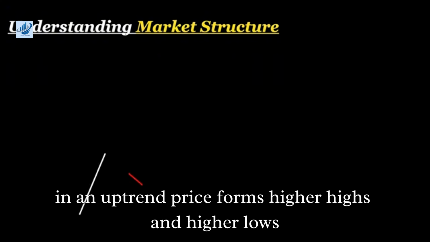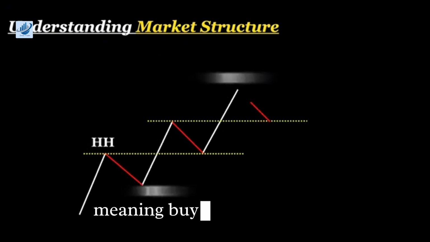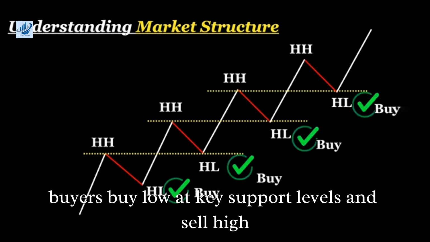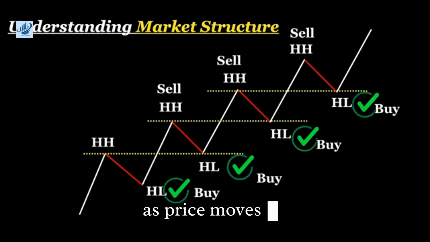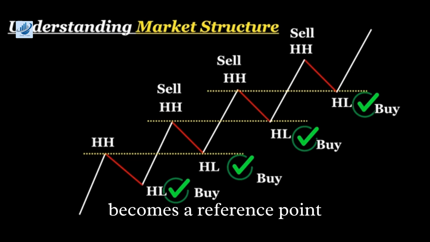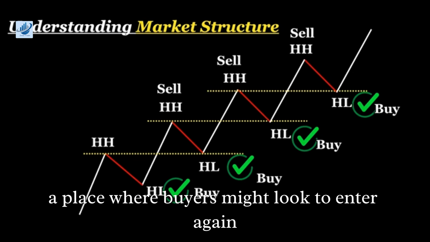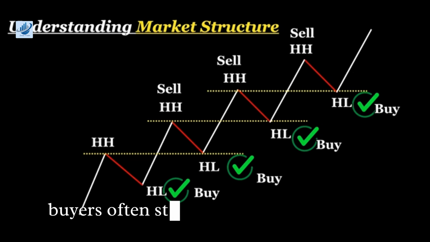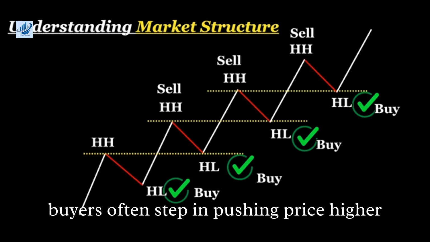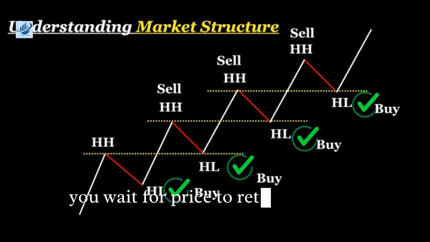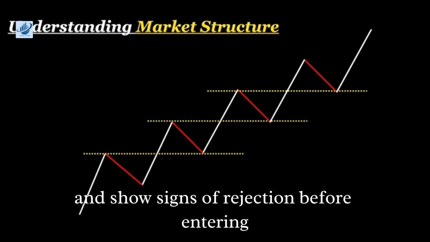In an uptrend, price forms higher highs and higher lows, meaning buyers are in control. But here's what's really happening. Buyers buy low at key support levels and sell high as price moves up. Each resistance level that gets broken becomes a reference point, a place where buyers might look to enter again. When price pulls back to retest a broken resistance, buyers often step in, pushing price higher. That's why, in an uptrend, you don't just buy anywhere. You wait for price to retest a former resistance and show signs of rejection before entering.